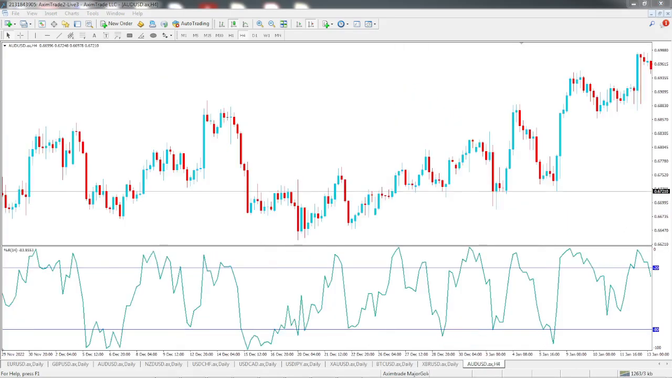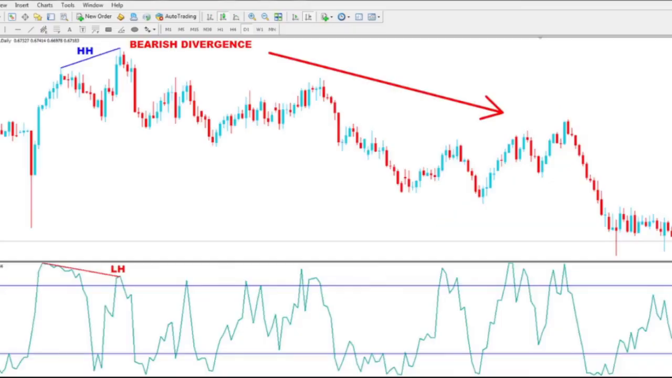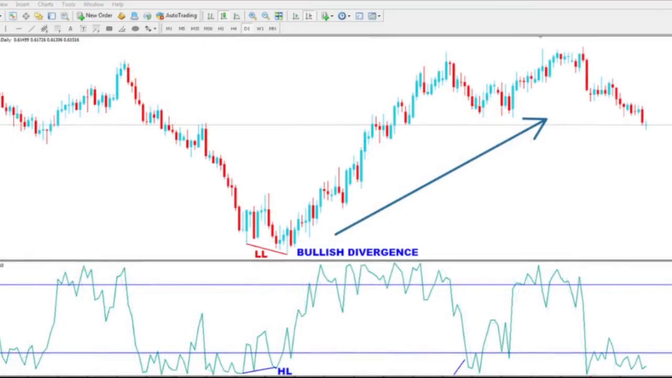A bullish divergence happens when the market makes a lower low, but the Williams percent range indicator makes a higher low. This indicates that the market is oversold and the decline may be slowing down, and signals the market may rise soon. Here are a few examples of Williams percent range divergence signals.